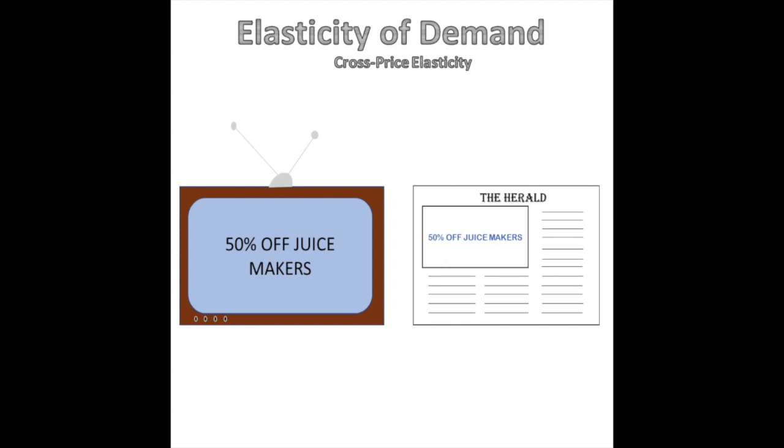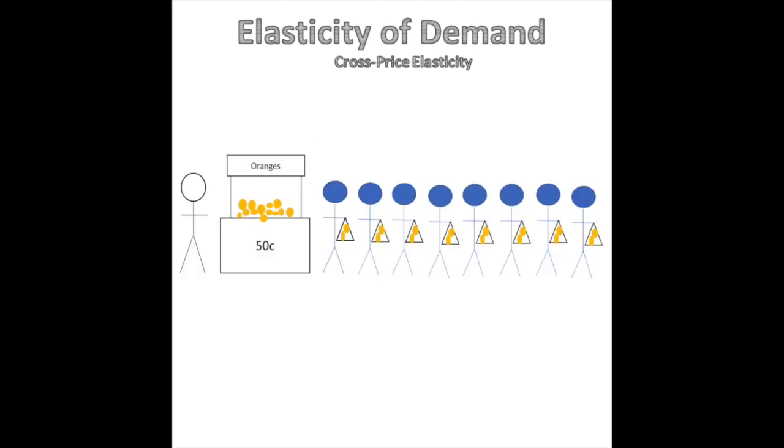Remember how we said oranges and juice makers are complements? Well, say if there's a big sale on juice makers, then this will obviously impact the quantity demanded for oranges. Suddenly Patrick will see a lot more people wanting to buy his oranges. A change in the price of juice makers has resulted in a large change in the demand of oranges, a good example of cross-price elasticity of demand.